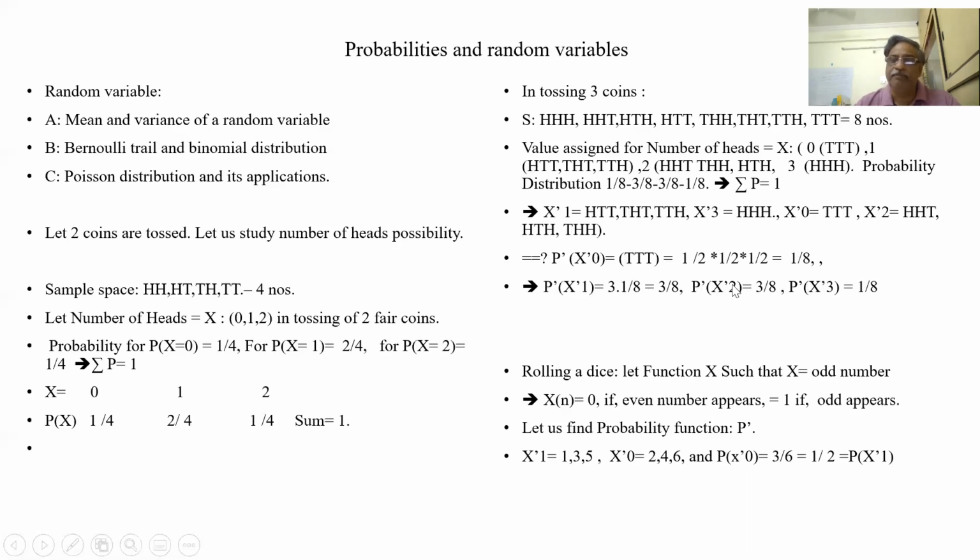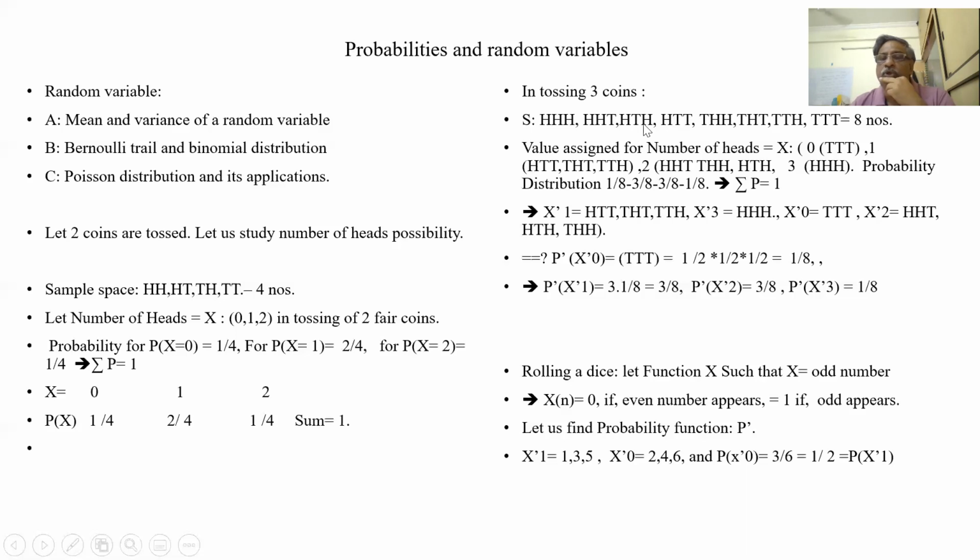Here, you see how this 1 by 8 has come. Suppose I want 0 heads. 0 heads means T should appear. What is the probability of getting T in the first trial? 1 by 2. In the second trial? Again 1 by 2. In the third trial? 1 by 2. So all three together, A intersection B intersection C, I have to get. So 1 by 2 into 1 by 2 into 1 by 2, that is 1 by 2 cubed, that is 1 by 8.